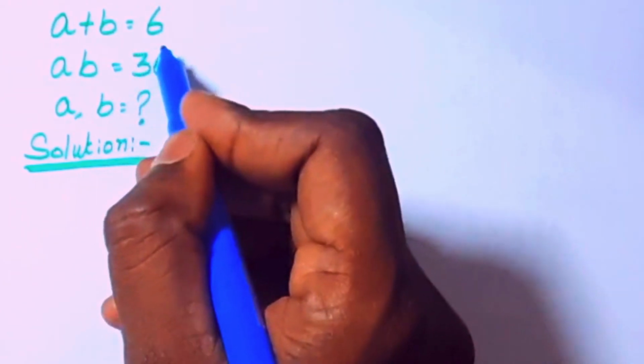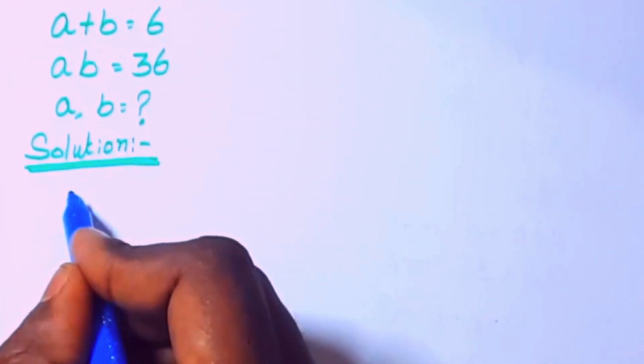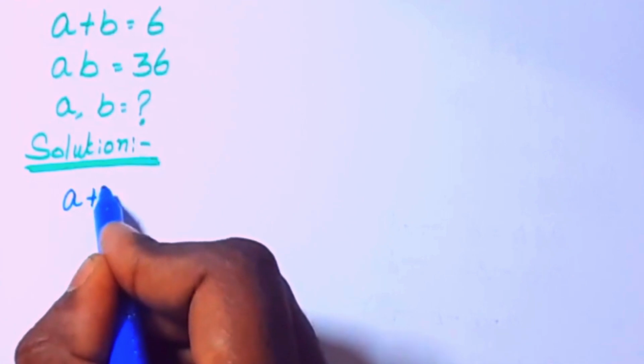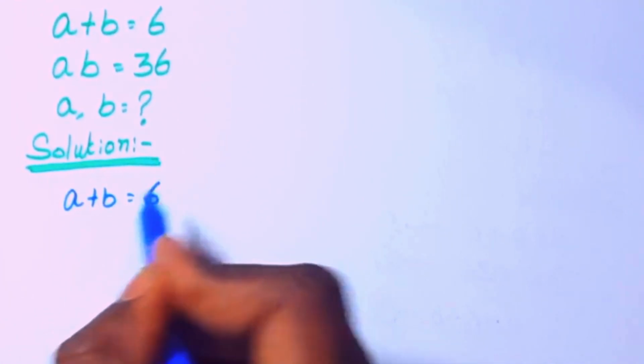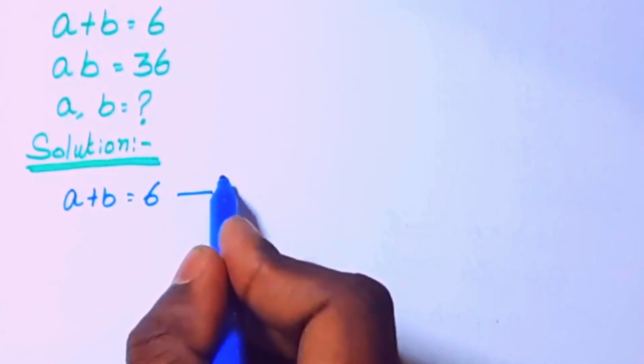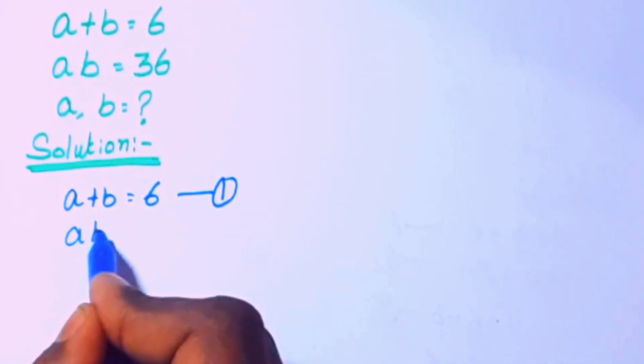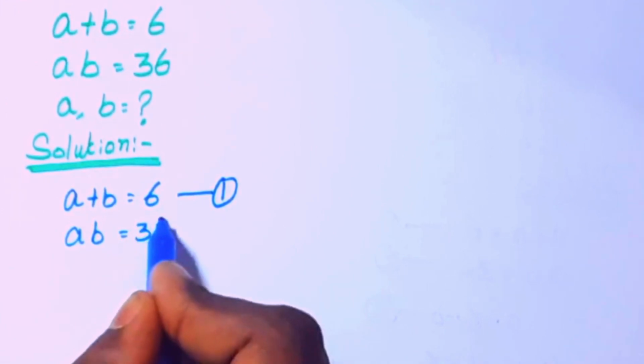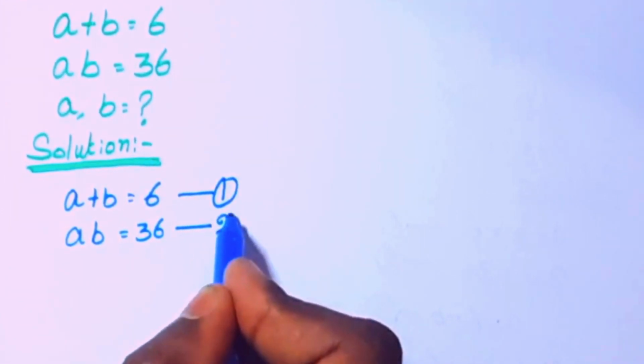Today we are going to solve this equation to find a and b. Solution: a plus b equal to 6. This is equation 1. ab equal to 36. This is equation 2.